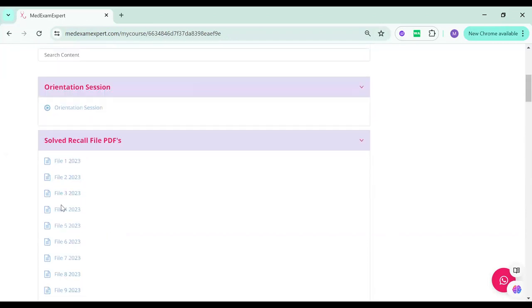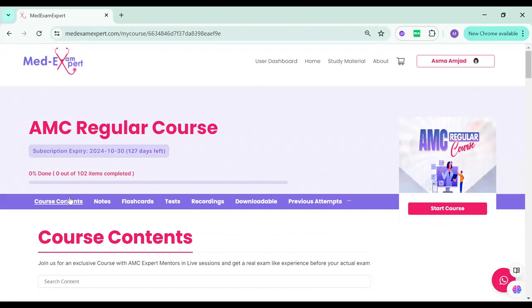What time does the course start? Dear, the course has started from today. Today was our first orientation session. That's why we are guiding you about what the regular course is and what you will find after joining the course.